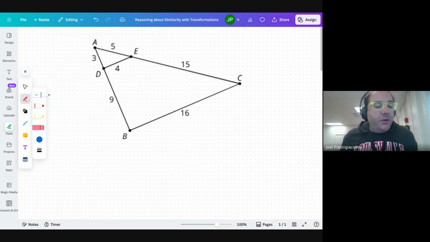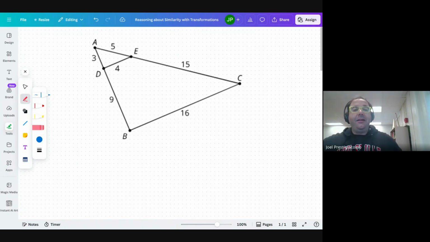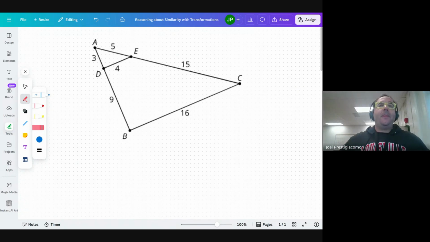Hello, everyone. We're going to look at lesson 7 from Unit 3 today. We're going to talk about the reasoning behind similarity statements. And one of the better ways to understand similarity is through dilation, and we've seen that a bunch so far in this unit.